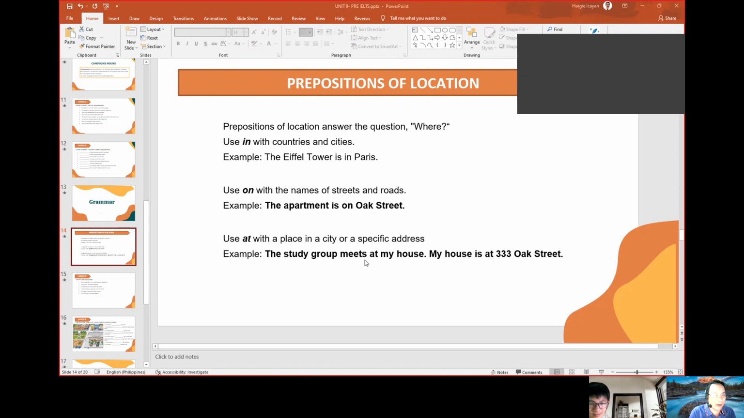Okay, now, do you understand how to use the prepositions of location? Actually, there are only some. We do have a lot of prepositions, but if we are talking about prepositions of location, we have to definitely use three prepositions: in, on, and at. Do you have questions with this? No question. Okay, very good.